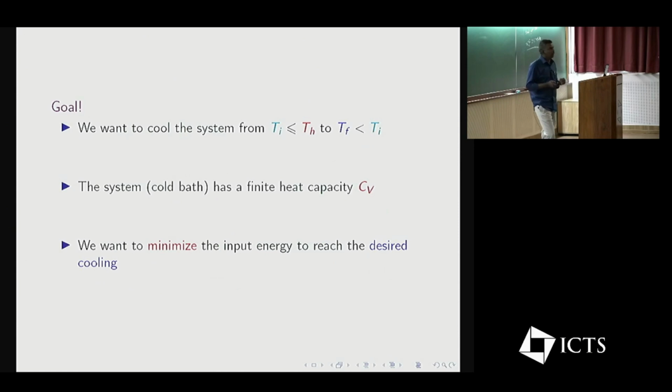In a real situation, for example, if you want to cool this Ramanujan hall, it has a finite number of molecules, so it has a finite heat capacity. The environment, which is very, very large compared to the hall, we consider as the hot reservoir, which has infinite heat capacity. So when we absorb heat from the hall, its temperature drops. We want to cool the system from temperature Ti to Tf, the lower temperature. Our goal is to minimize the input work for the required cooling, so that we can save the cost.